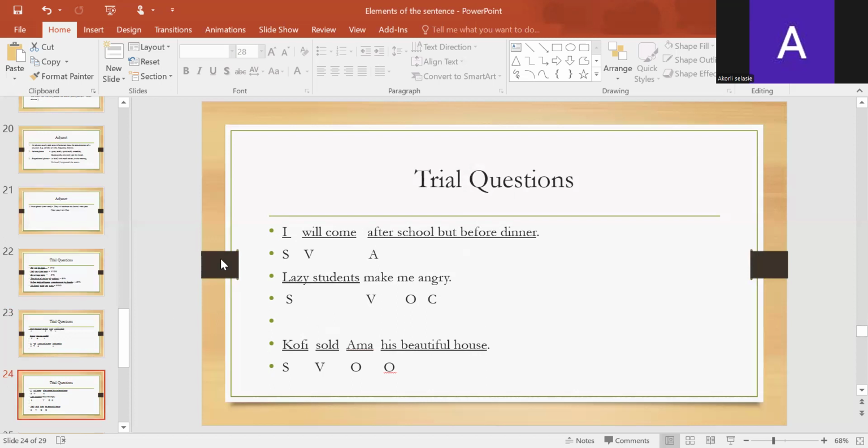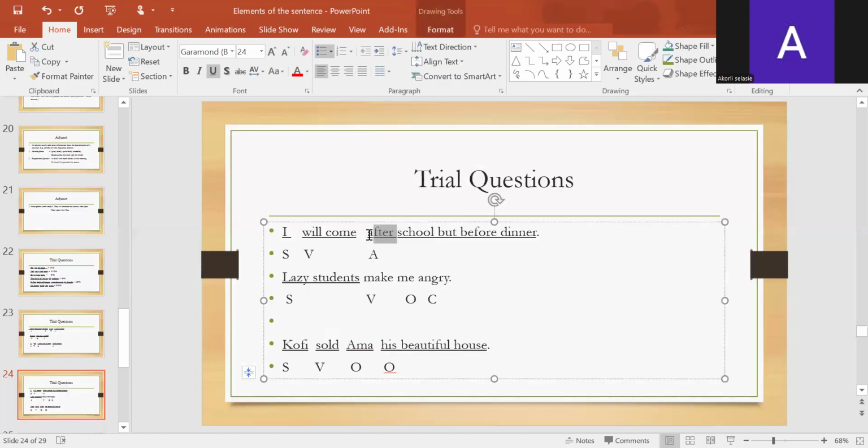I will come. See, will come constitutes the verb. I will come after school, but before dinner. See, after school, but before dinner are all prepositional phrases. After school is a prepositional phrase, before dinner is a prepositional phrase. So all these units, after school but before dinner, constitute what? A. All this constitutes A. So SVA.